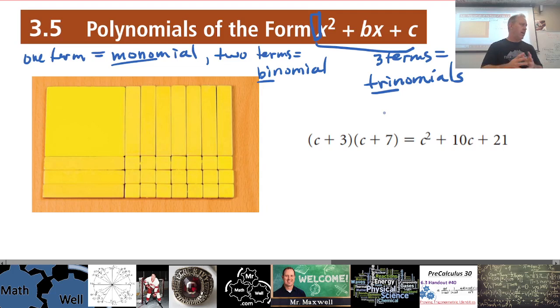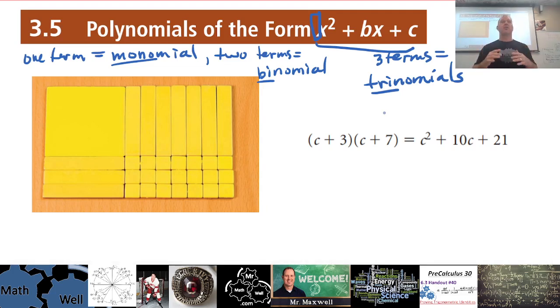Now, I'm not a big algebra tiles guy. I'm not a big fan because they're limited in what they can do. But I think they're very helpful in helping you to possibly visualize what this multiplication and factoring is all about.